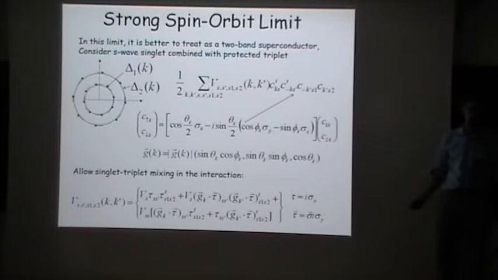I apologize for going back to the question, but do you know of any examples where the chemical potential is below the Dirac point?